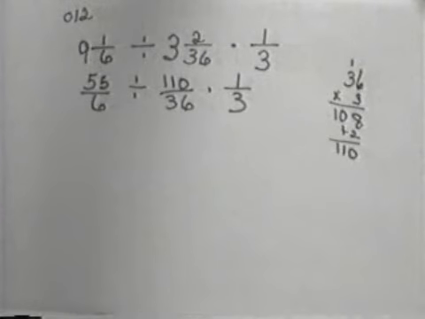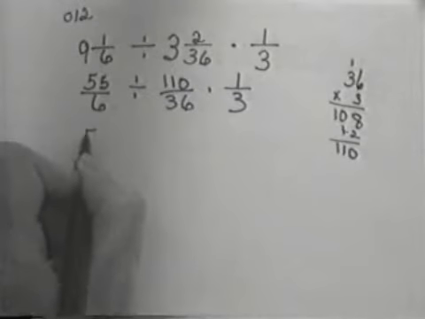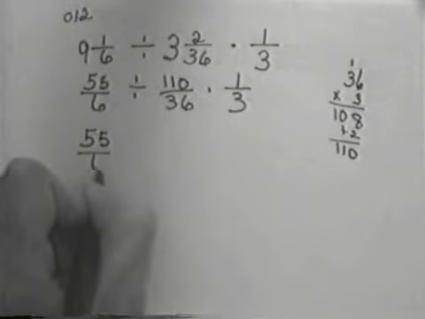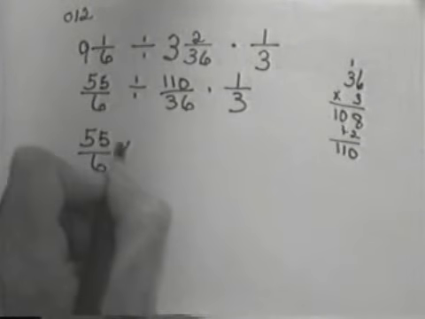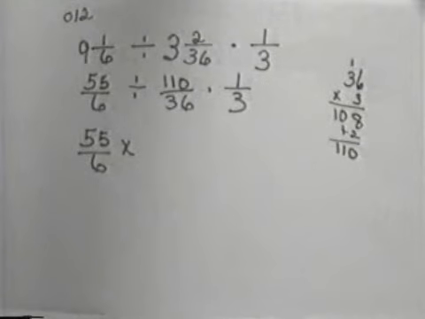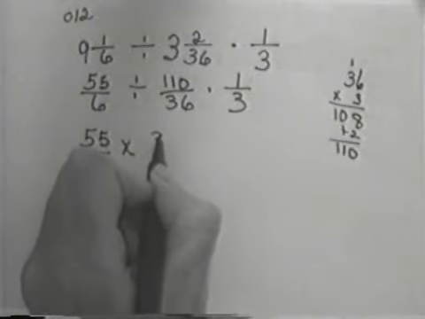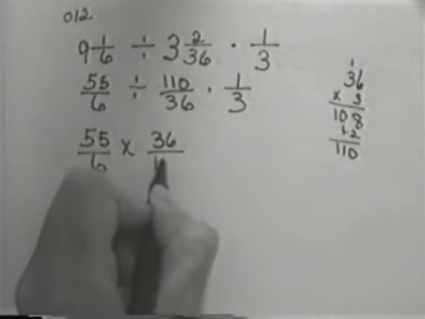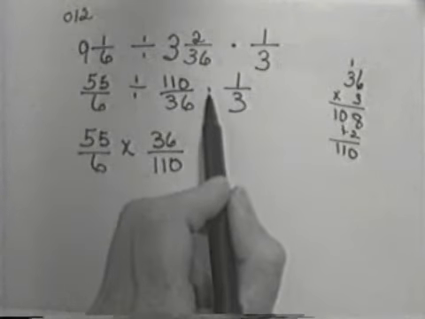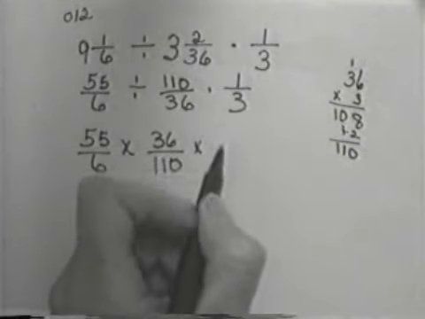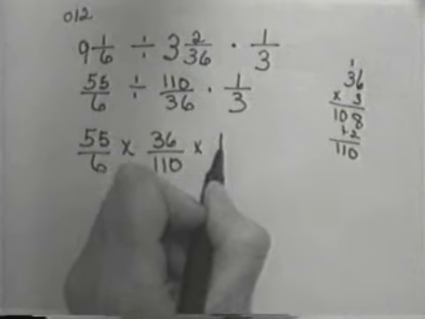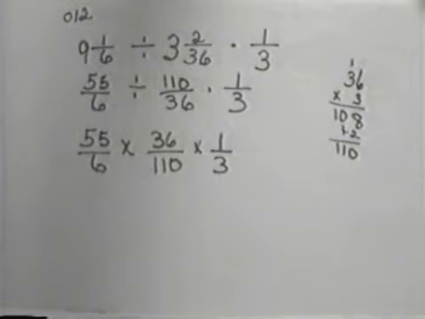Now, we still have dividing in it, so in our next step, we need to turn the dividing into multiplying. So we keep our 55 sixes, change the dividing into multiplying, and you always invert, or find the reciprocal, or flip the fraction that follows the division sign. So that means this is going to become 36 over 110. And because this is already multiplying here, I don't do any flipping. I keep it 1/3.